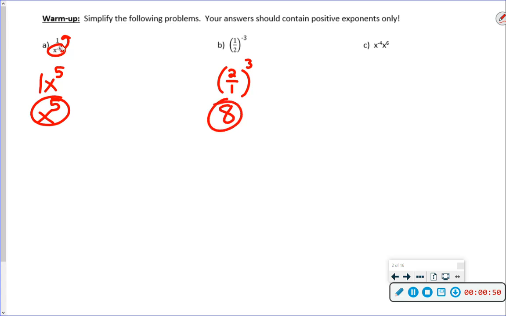Okay, multiplying. Let's first add these up and see what that totals out to be. Negative 4 plus 6, 2. No negative exponent to deal with, so we are done.